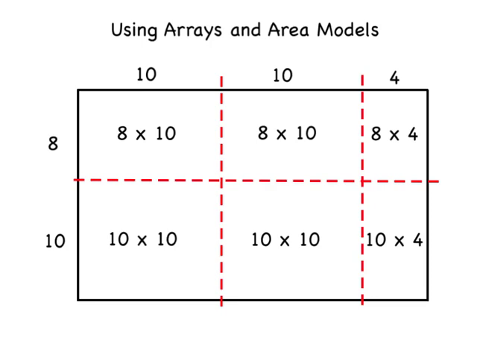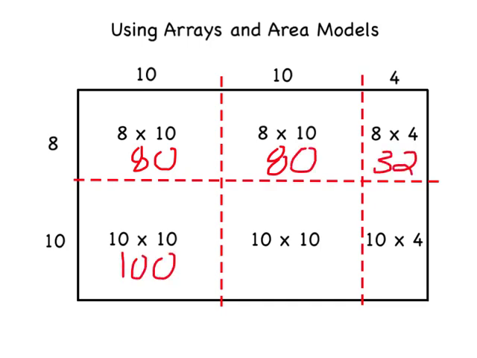So I could say that 8 times 10 we know is 80. 8 times 10 we also know is 80. 8 times 4 is 32. 10 times 10 is 100. 10 times 10 is another 100, right? 10 times 4 is 40. Now I'm going to ask somebody in the audience to put all those numbers in the calculator. I'll press pause on the video and someone can tell me the answer. But before we do that, there's other things we could think about.